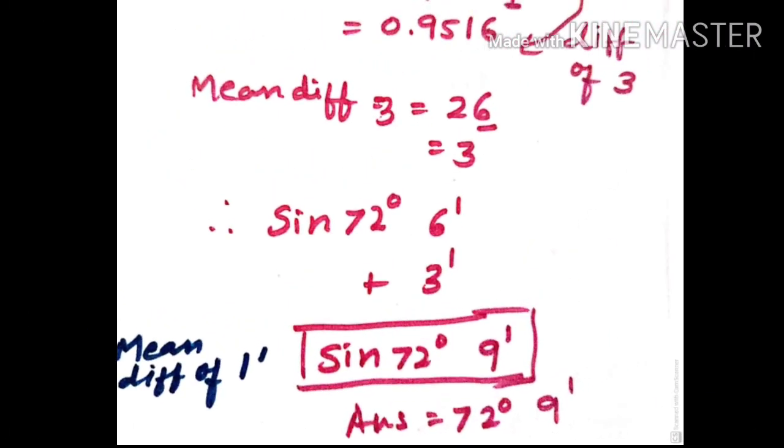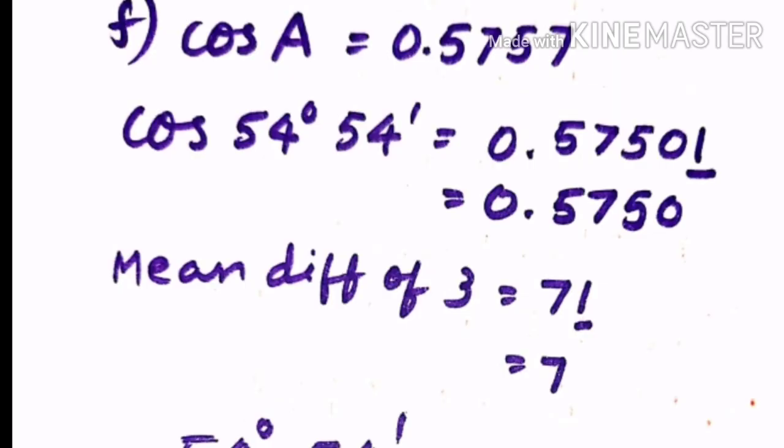Let's take another question, of cos. Question number F. Cos A is equal to 0.5757. For that, students, open the natural cosine table and see the second page of the natural cosine table. In this cosine table you have to find the nearby value of 0.5757, which will be 54 degree 54 minute. You find 0.57501. Now by rounding off I get 0.5750 up to 4 places.